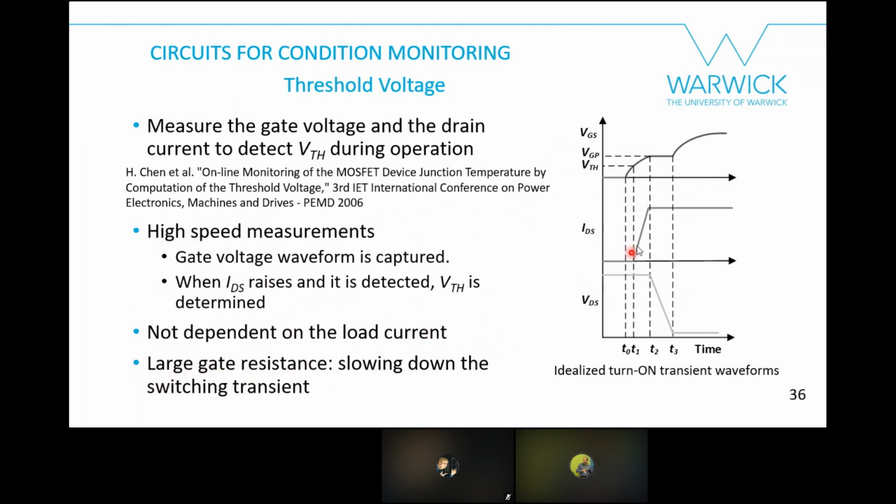Sorry, you require a large gate resistance for slowing down the switching transient. So this time, T0 to T1, that delay: if you increase your gate resistance, you're going to increase your time for sampling, your resolution. You don't want this to be 1 nanosecond. You want to have a large time to improve your resolution for measuring VTH. Still tricky, you require the measurement of the current. You require high-speed measurement circuits.